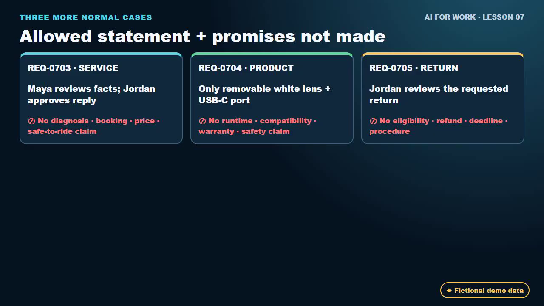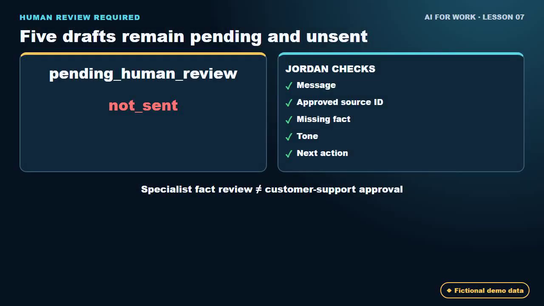REQ0705 acknowledges the unused bell, synthetic order ID, wrong color, and requested return. It promises no eligibility, refund, deadline, or procedure. All 5 drafts remain pending _human_review and not _sent. Jordan compares each message, approved source ID, missing fact, tone, and next action.